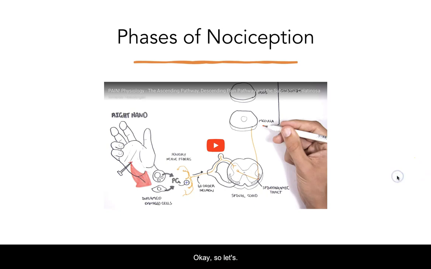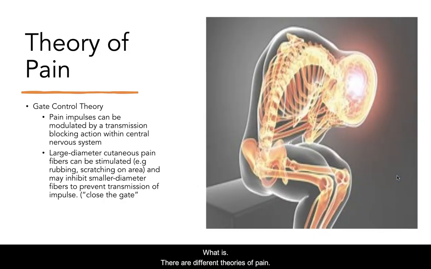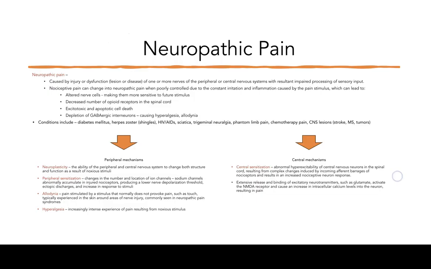Okay, so there are different theories of pain. First, we have the gate control theory of pain, where pain impulses can be modulated by transmission blocking action within the central nervous system. So they basically block those transmissions of those neurotransmitters, so your body never feels the pain. That's called gate control therapy.